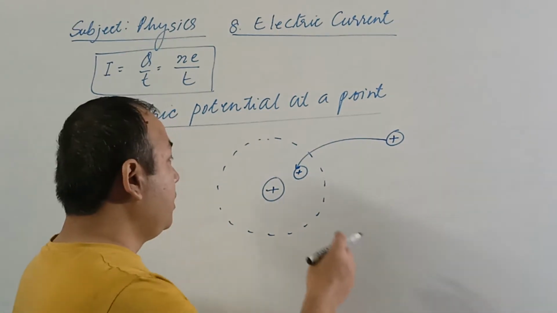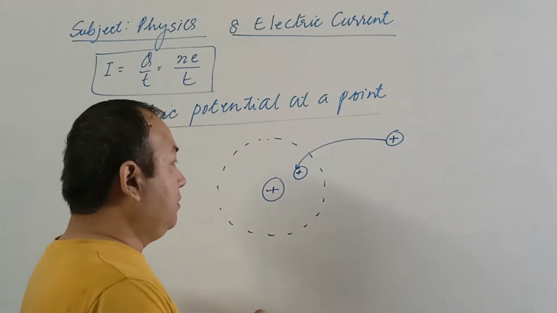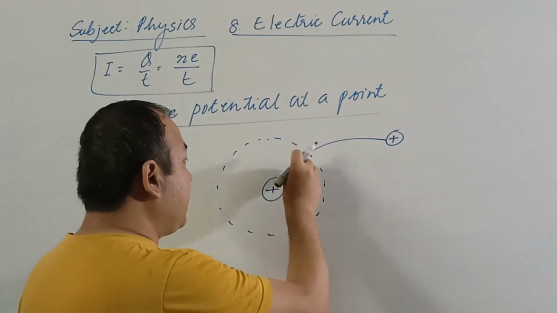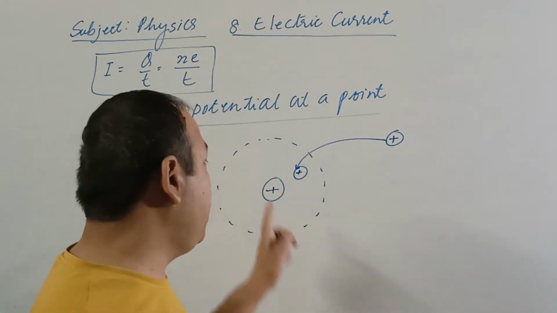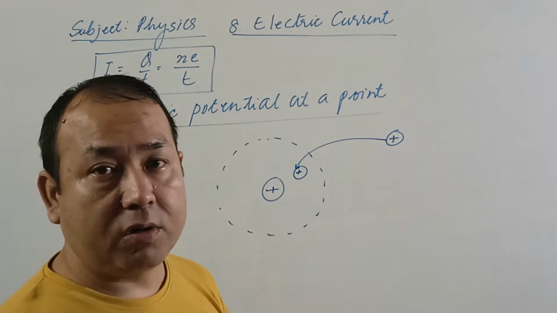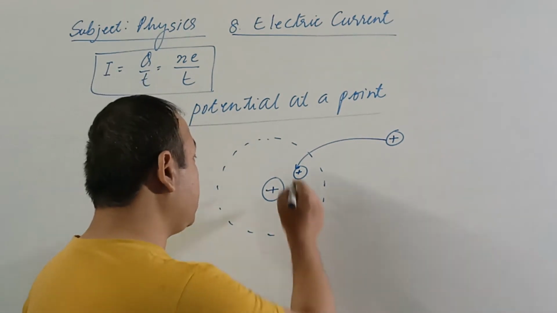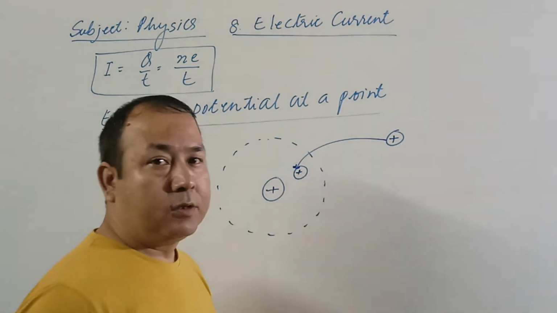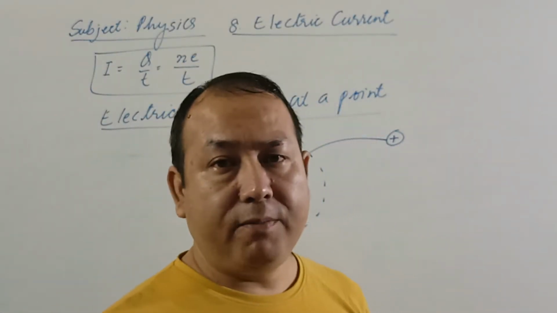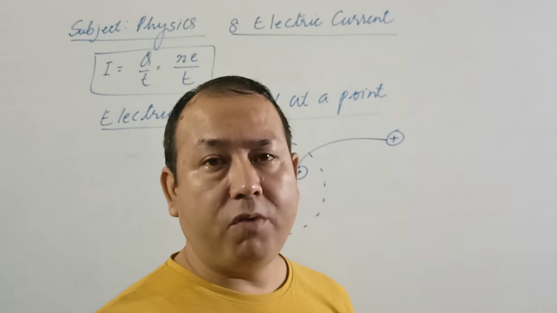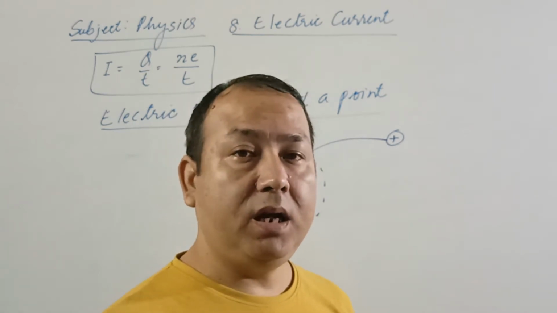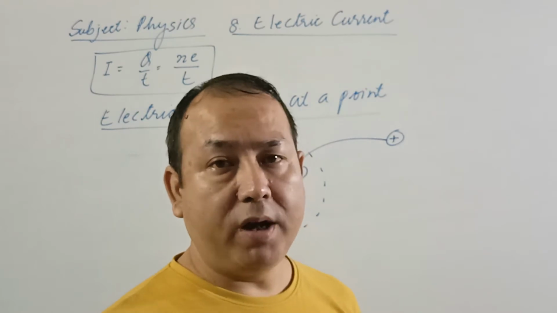So how much work is done to keep this positive charge at a particular point in the electric field produced by this positive charge is what we call electric potential at this point. So how to define it? Electric potential at a point can be defined by saying that it is the amount of work done to bring a unit positive charge from infinity to that point.